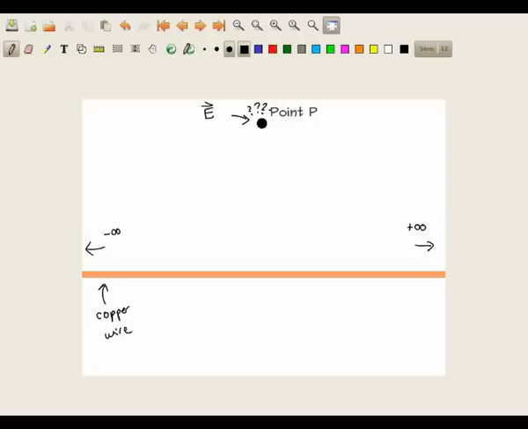If we're going to start defining things relative to other things, we need a coordinate system. So to do that, let's define a Cartesian coordinate system. Let's make our wire the x-axis. Okay, so here's the x-axis. And let's put our point P on the y-axis.